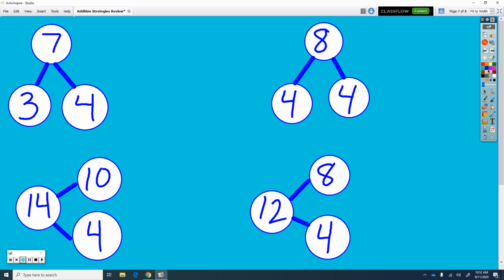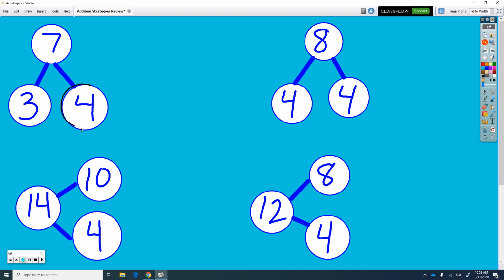All right, let's see if we can think of the fact families that would go with these, or I called it fact families, related facts. Sometimes they're called fact families, because things are related or in the same family. But let's see if we can think of the related facts that go with these. So, okay. Do you see one that would be related?